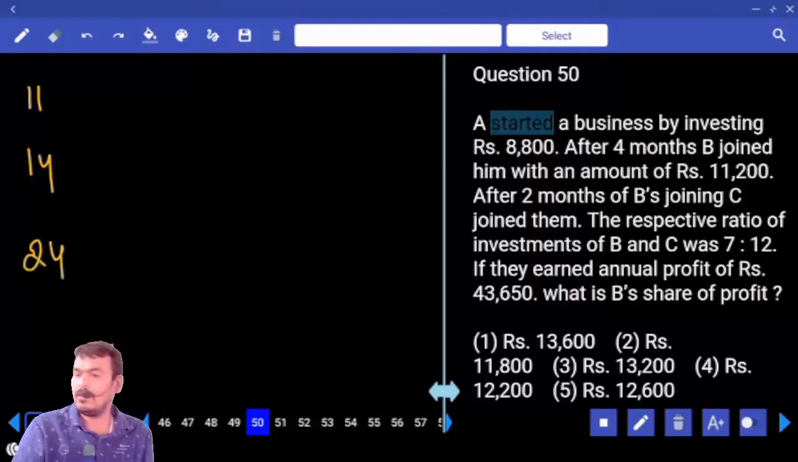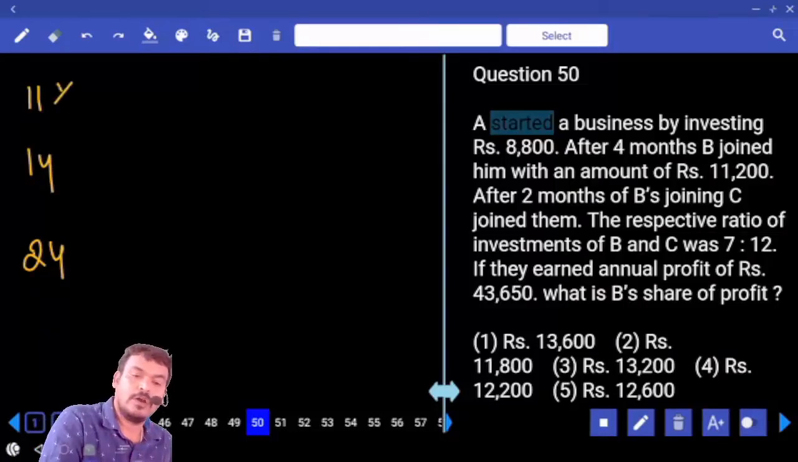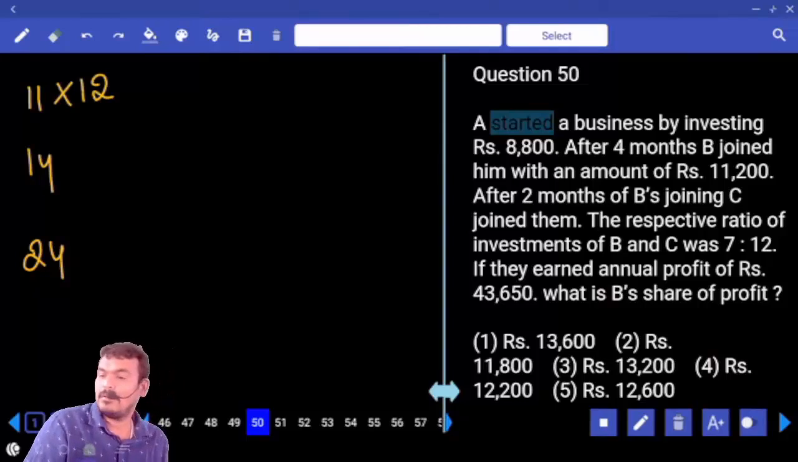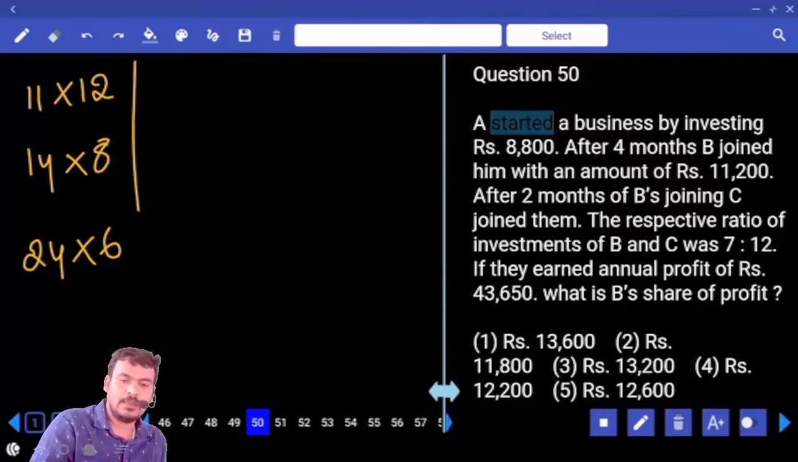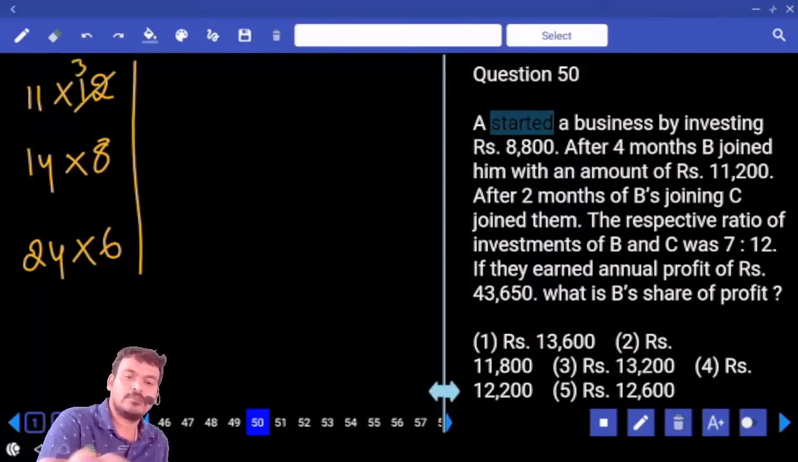24 parts. What is the A time period? 12 months. B time period? 8 months. C time period? 6 months or not? Okay. 11 into 12, 14 into 8, 24 into 6. All are in 4 multiples or not? 4 how many times? First one? 3 times. Nothing but it is 33 parts.